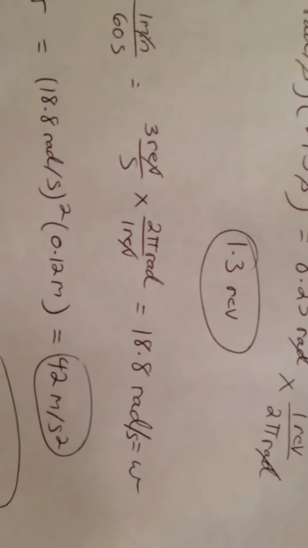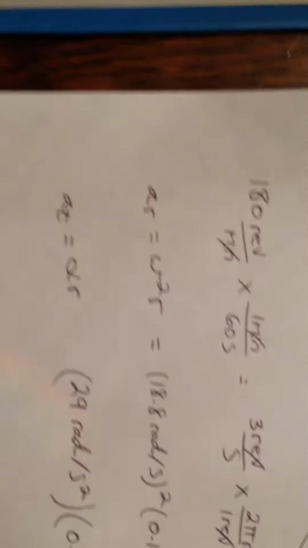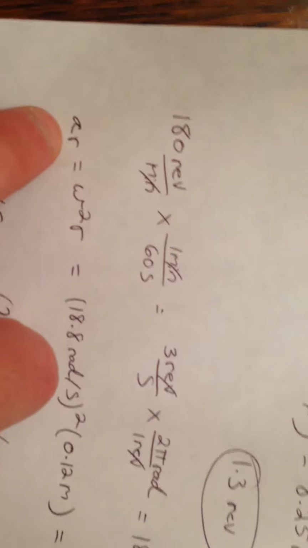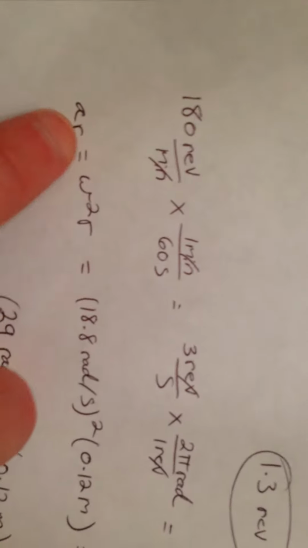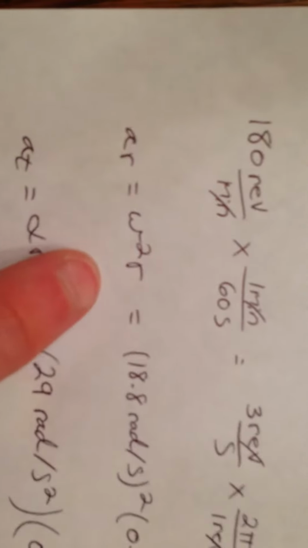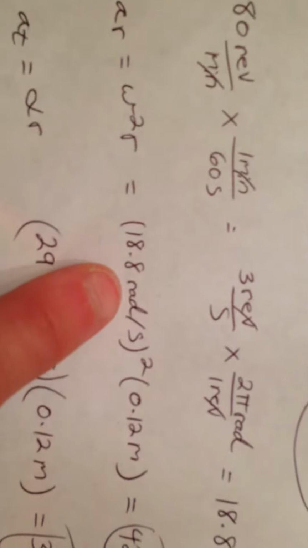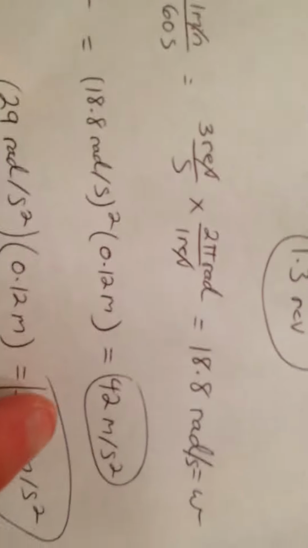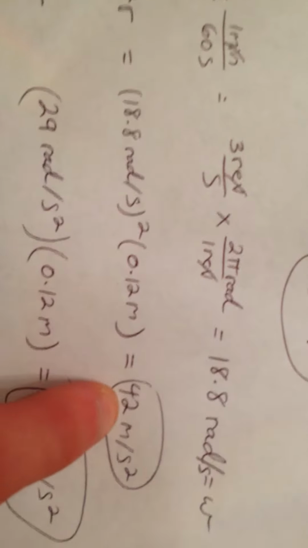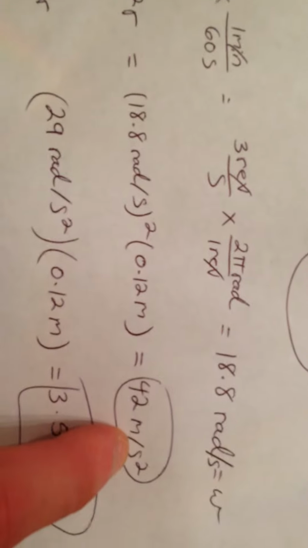Now since I have that, now I know the velocity. Well, this is the radial component of the acceleration. And we know everything except the radial component. So because of that, you just square the 18.8 and you multiply it by 0.12. So that's the radial acceleration, 42 meters per second squared.